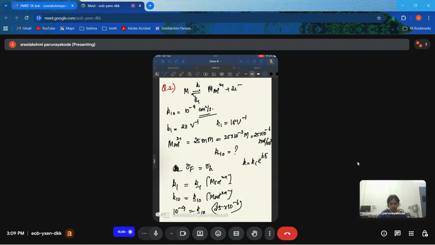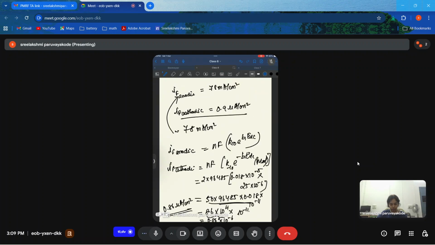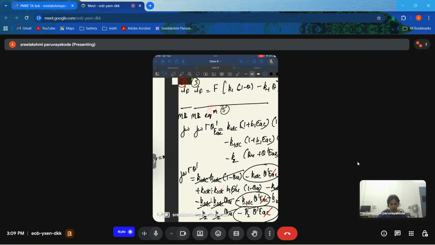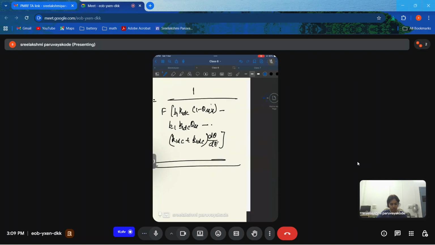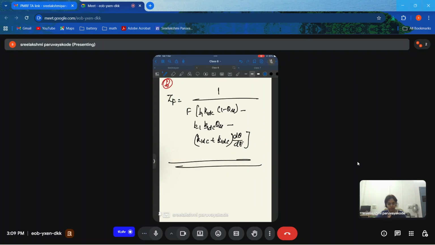Then we saw different problems, how to find the cathodic current, where the backward reaction, anodic current, forward reaction, etc. Then, yeah, this is where we stop.